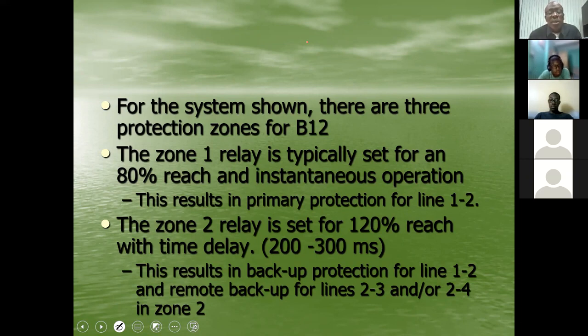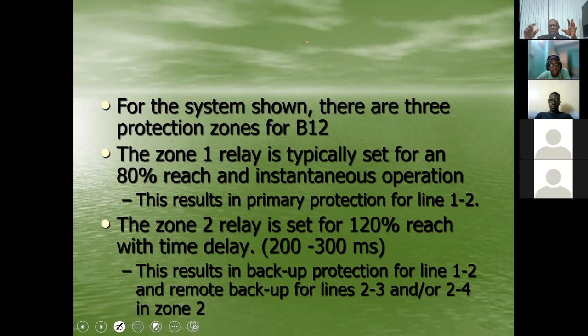For your zone 2 setting, it is set at 120%. So you're assuming it's 120% of the line that is being protected. So if you assume that the lines are equal in length, then it means that it will go over by 20% on the adjacent line. All right?